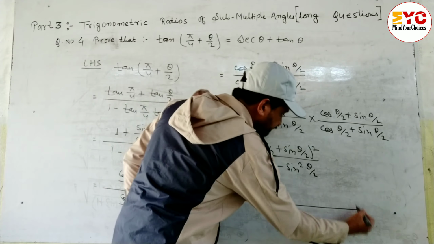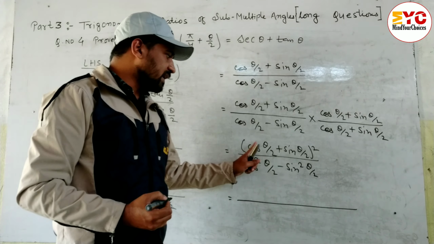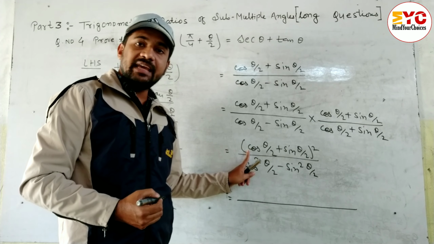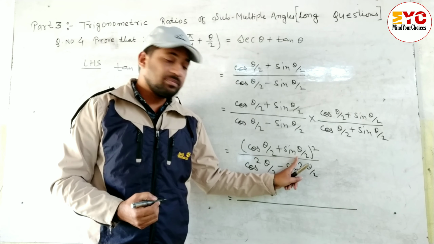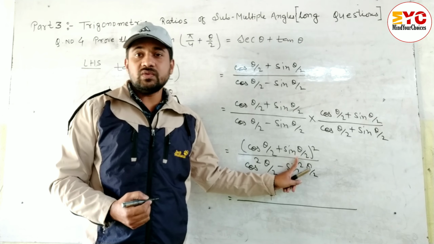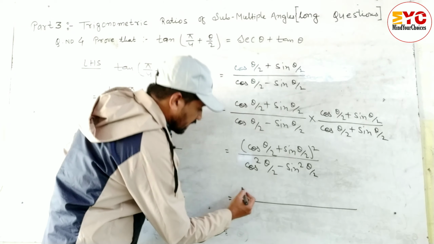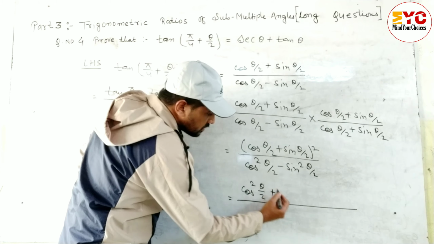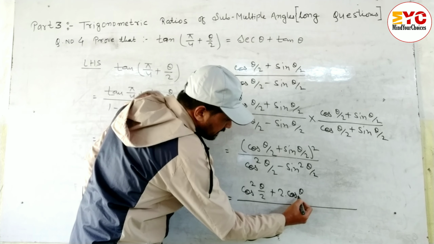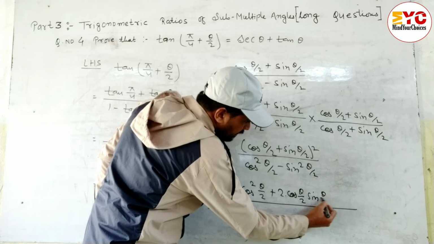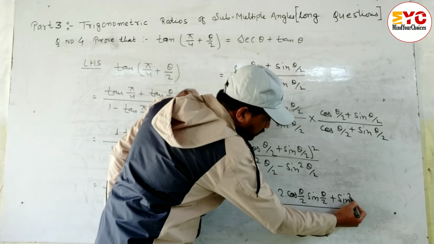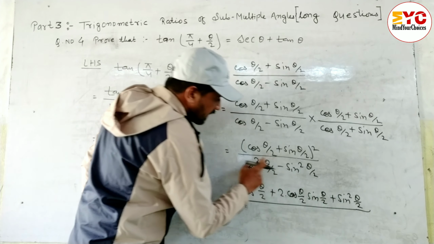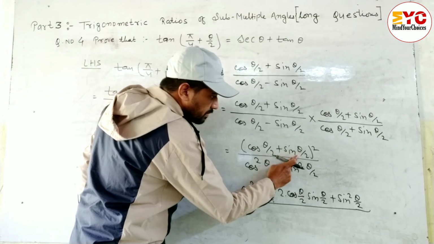After this, you can see here this one in the numerator, which is in the form of a plus b whole square. In the place of a, here is cos theta by 2, and in the place of b, here is sin theta by 2. So we can use here the formula of a plus b whole square. So cos square theta by 2 plus 2ab, a square plus 2ab, 2 cos theta by 2 sin theta by 2 plus sin square theta by 2. That is a square plus 2ab plus b square, in the place of a cos theta by 2, in the place of b sin theta by 2.